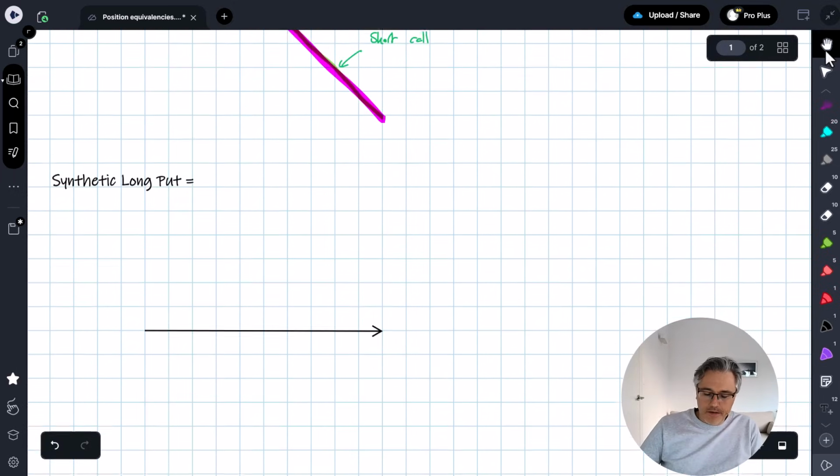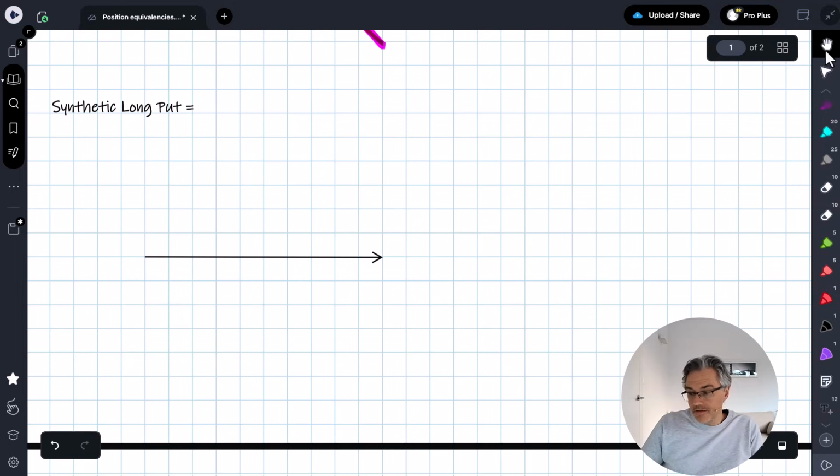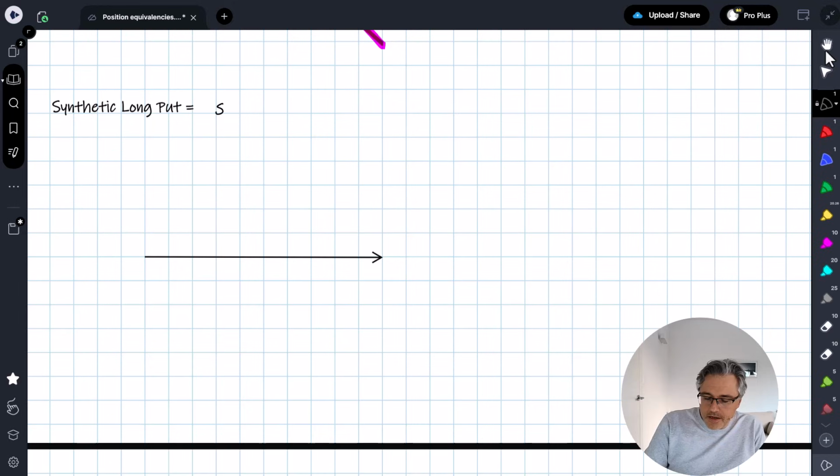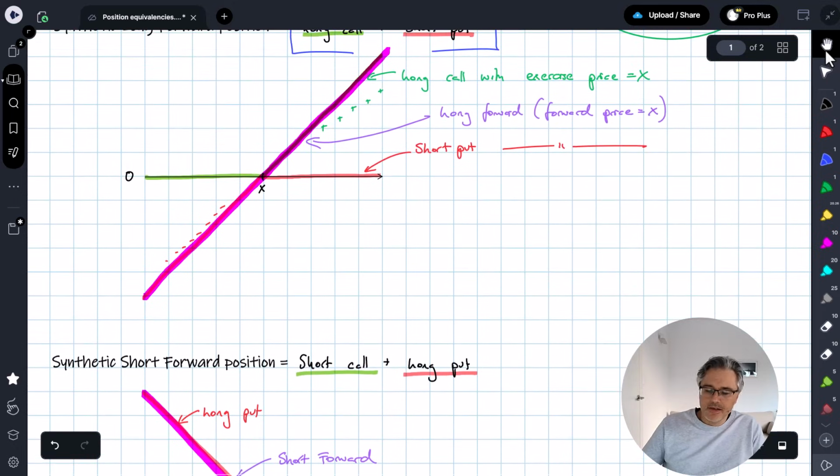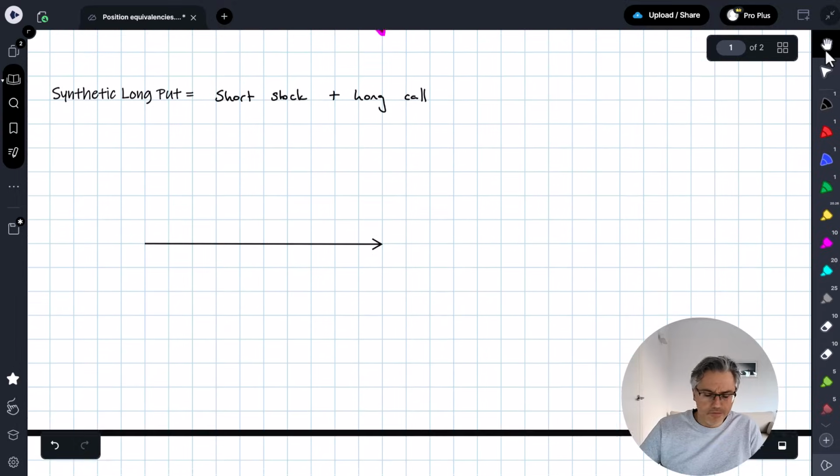The next thing we want to replicate synthetically, so via other instruments, is a long put. One possibility to replicate it quite simply is by holding a short position in the stock, so in the underlying, and a long call. Now, I didn't write this before, but going forward, I will assume that X is the exercise price of the relevant instrument, the put or the call option.